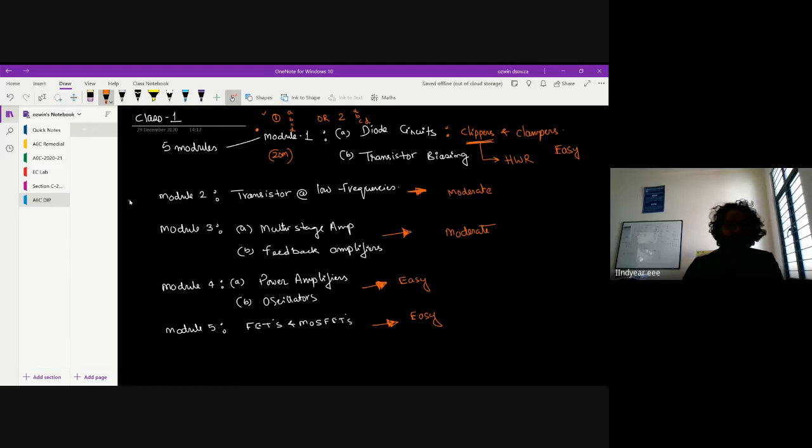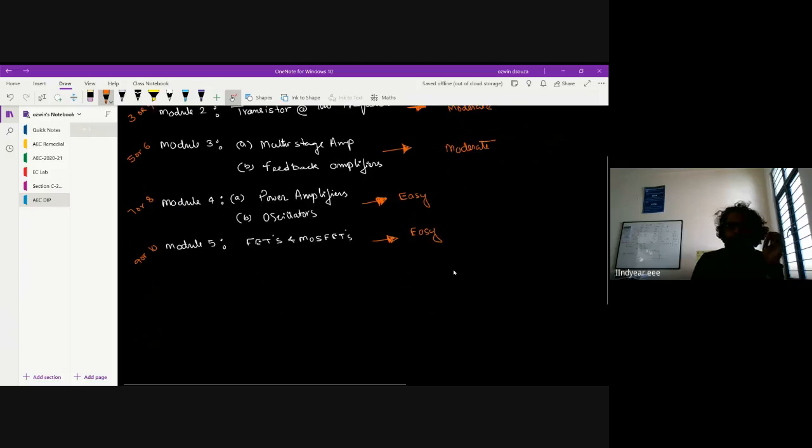Similarly, from module 2, questions 3 or 4 will be coming, from module 3, 5 or 6, then 7 or 8, and then 9 or 10. So altogether there will be 10 questions, but you will have to attempt only 5 questions. When you attempt these 5 questions, make sure that you attempt a particular question fully.